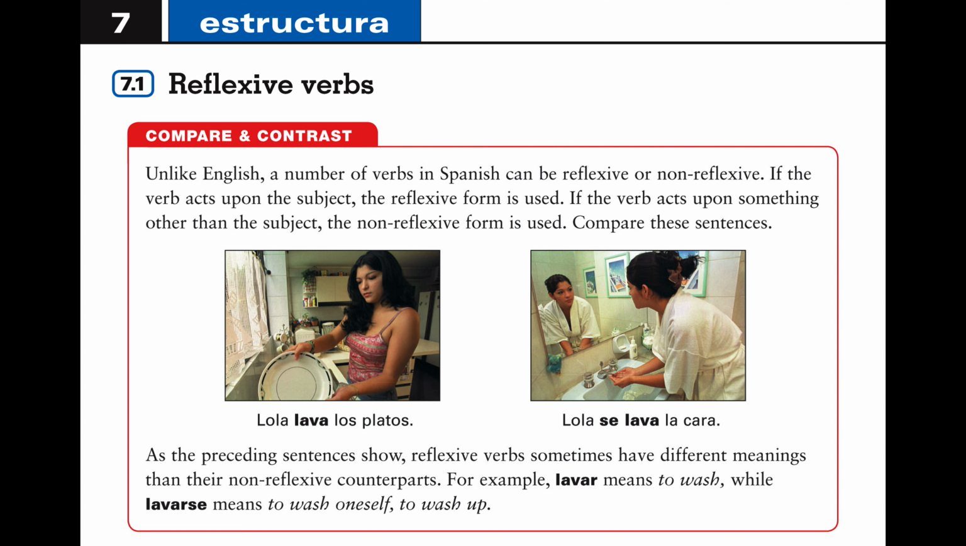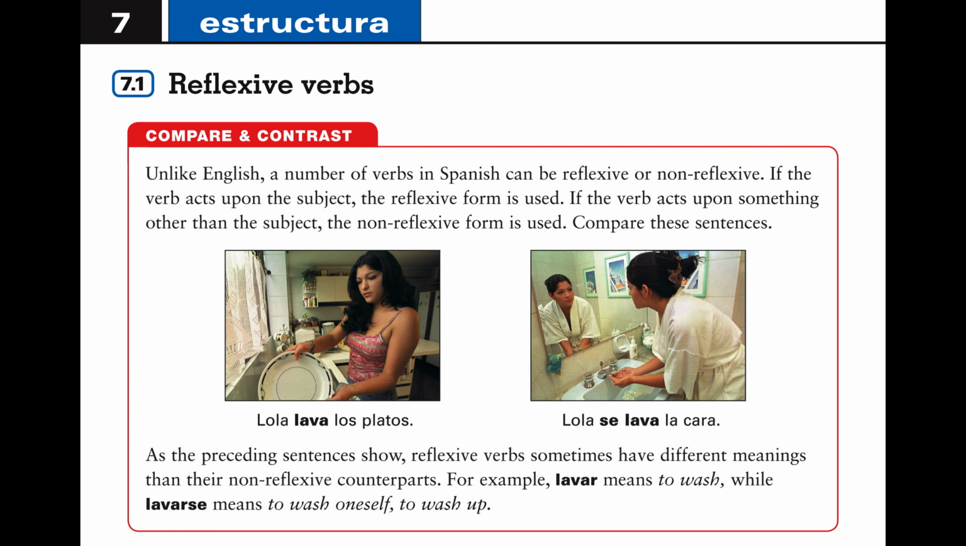Another look at this is comparing and contrasting. Comparing Spanish to English, there are a number of verbs in Spanish that could be considered reflexive or non-reflexive. If the verb acts on the subject, we would use the reflexive form. If it acts upon anything else, the non-reflexive form is used.